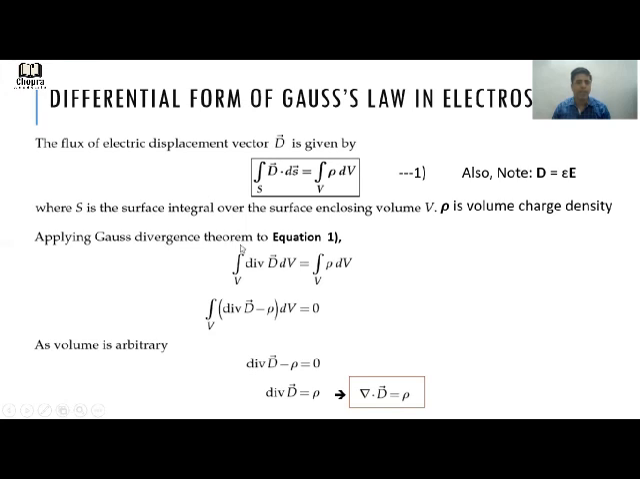On the left hand side, using Gauss divergence theorem, I convert this to volume integral div D dv, which is equal to rho dv, the right hand side of this equation. I take this to the left hand side, and as volume is arbitrary, I can say that div D is equal to rho, and this is the differential form of Gauss law. It is very easy to do.